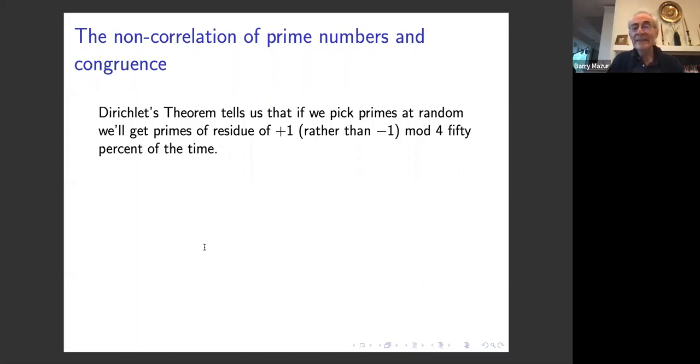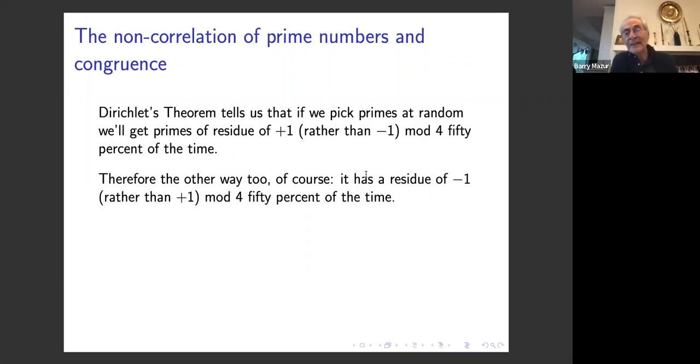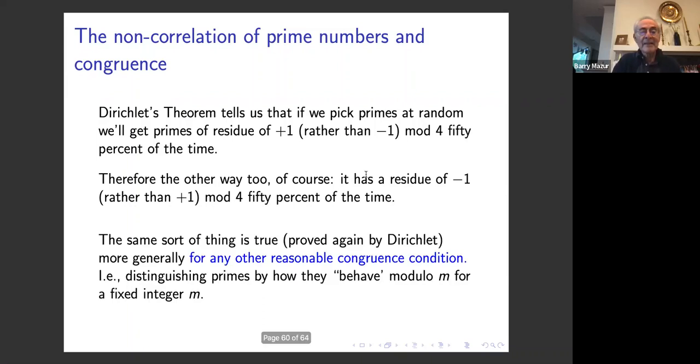Now, Dirichlet's theorem about the red and blue primes tells us that if we pick primes at random, we'll get primes of residue +1 rather than -1 on 50% of the time. And of course, the other way too. If it has a residue of -1, that'll happen 50% of the time. Dirichlet proved a much more general theorem. He proved that the same sort of thing is true for any other reasonable congruence condition.